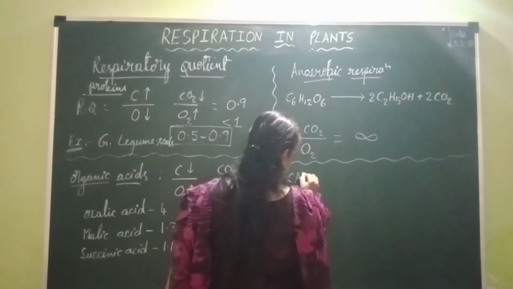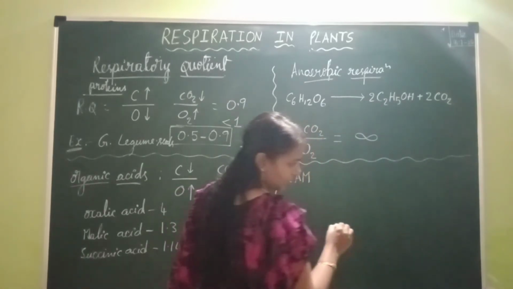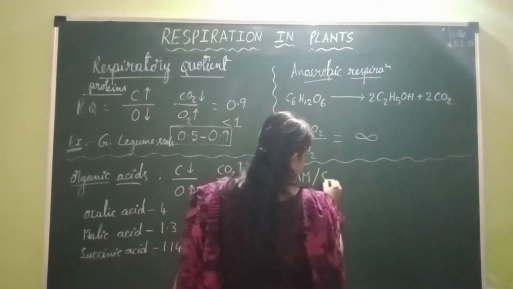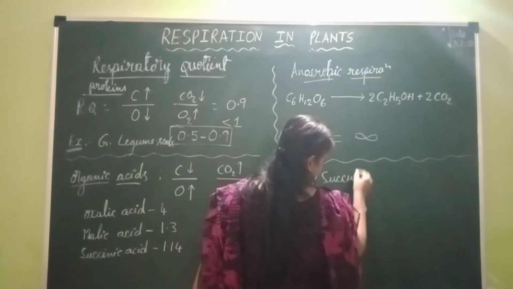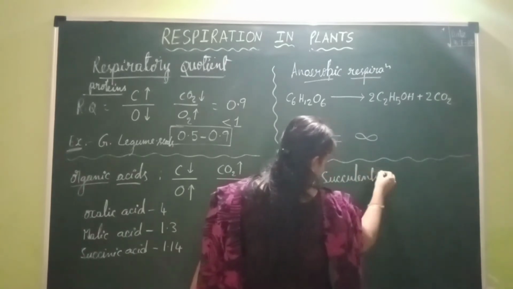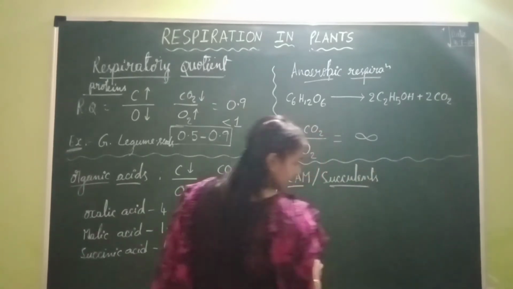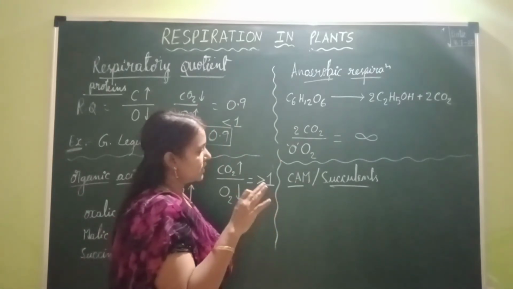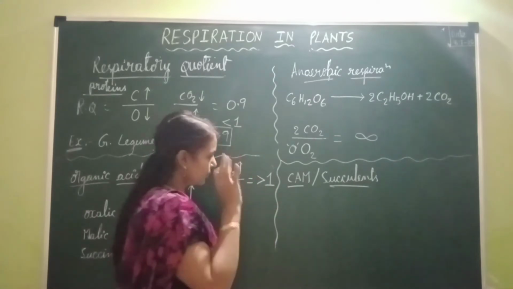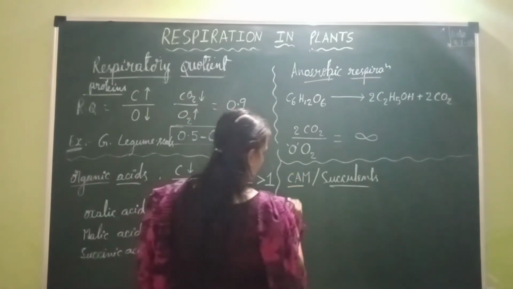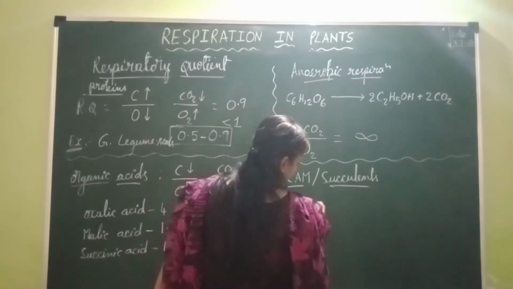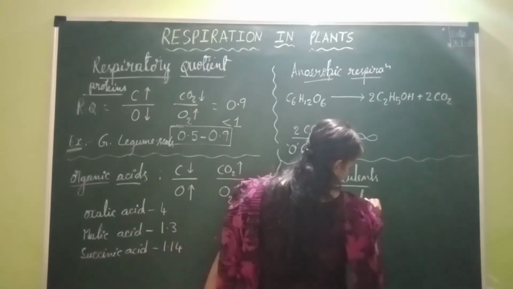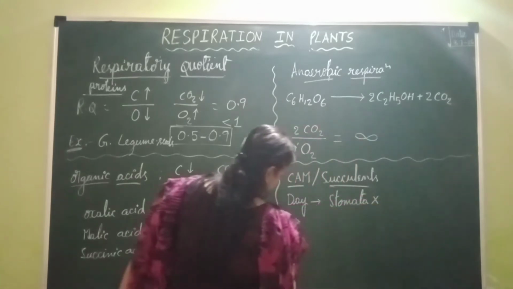We know what CAM plants are. CAM plants are the plants in which crassulacean acid metabolism occurs. These are nothing but succulents, xerophytic plants. So in these succulents, what happens? One of the adaptations of these succulents is closure of stomata during daytime to reduce the rate of transpiration. So during daytime stomata get closed, whereas the stomata are open during nighttime.